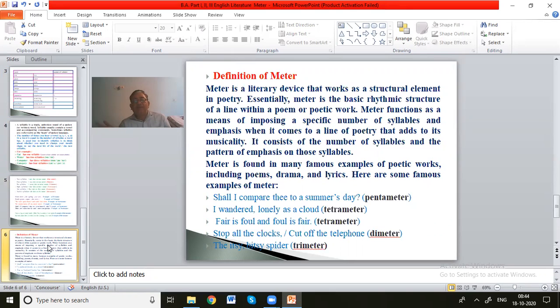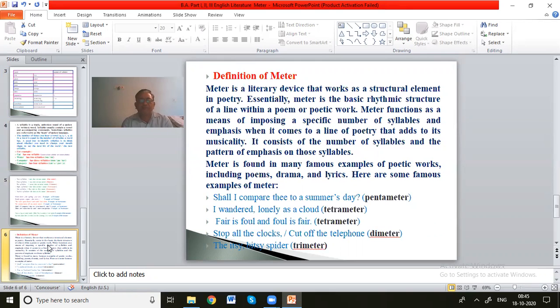When I say emphasis, it is stress; we will discuss it later on. Meter is found in many famous examples of poetic works, including poems, drama, and lyrics. The idea is there are poets and dramatists who have used meter while composing their works. But there are certain poets who do not follow any meter. But generally, or traditionally, poets used to follow a particular meter while composing their poems.